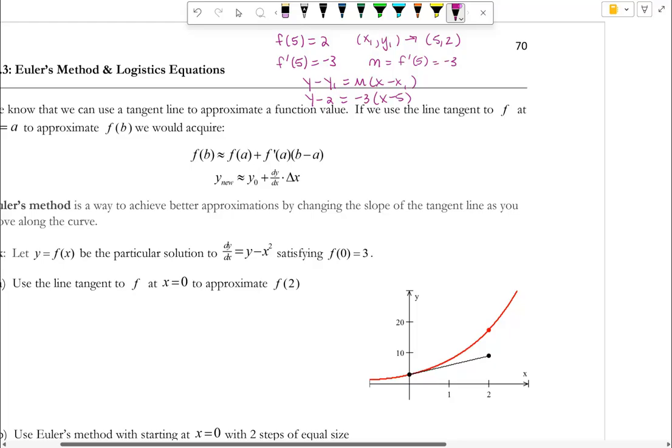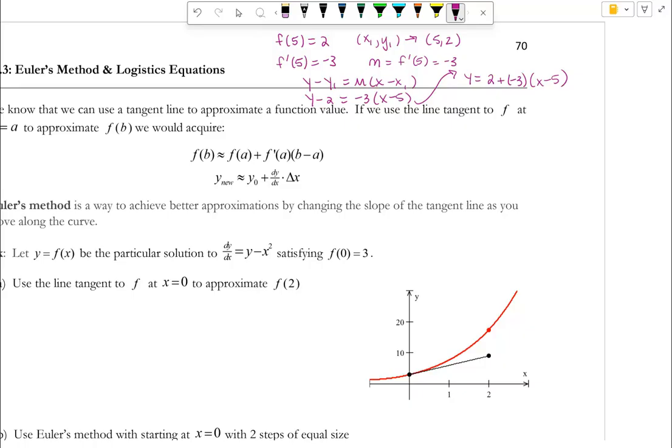We don't have to, but I could go ahead and add that constant. Right now I have y minus 2 on the left, so I could add a positive 2 to both sides of my equation. I could think of this as 2 plus negative 3, which is the same as minus 3, times x minus 5.